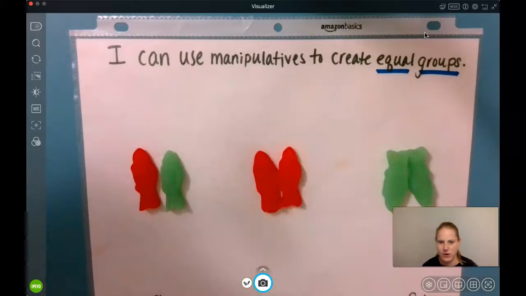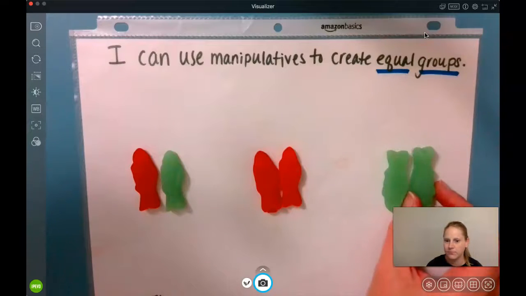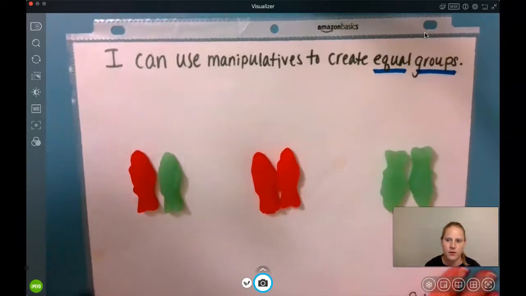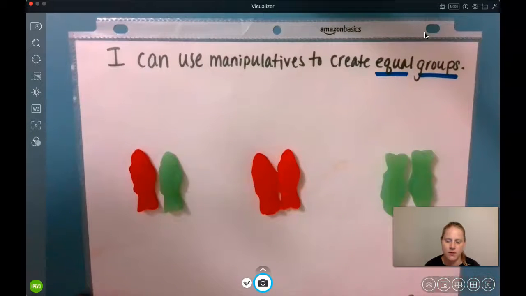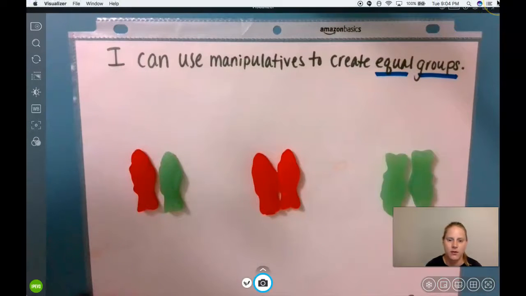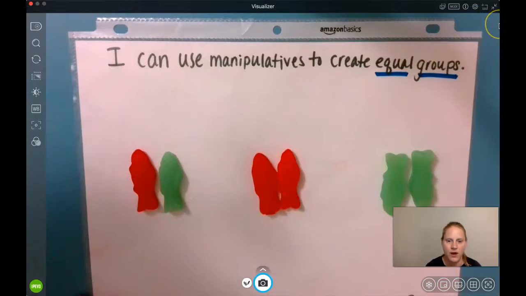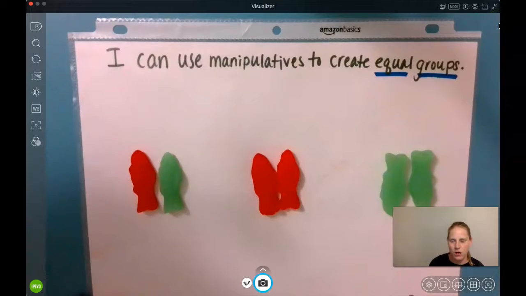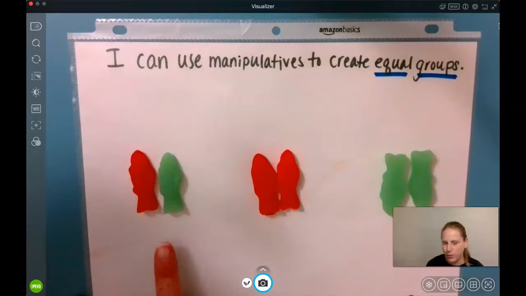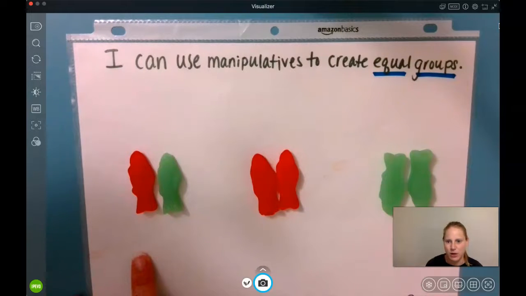All right, scholars, here's my question. Are these groups equal or unequal? And how do you know? Give me a thumbs up when you have your answer. Okay, Carl, what do you think? Are they equal or unequal, and how do you know? You got it. They're equal because there's the same number in each group.